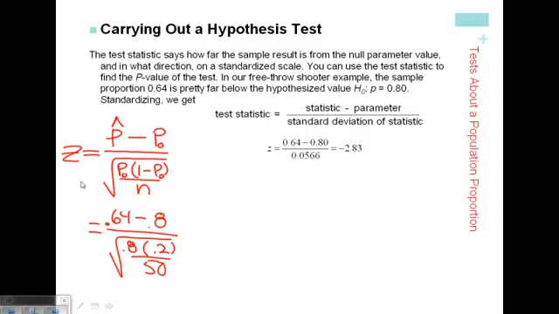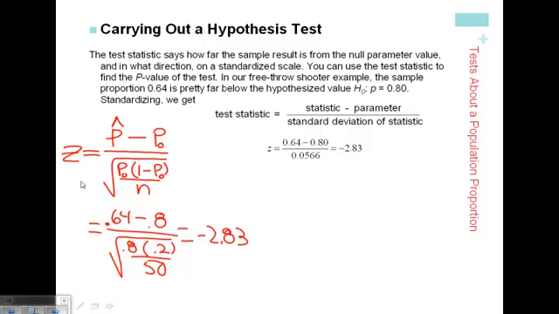In other words, how far are we away from the mean divided by standard deviation, so it turns into how many standard deviations away from the mean are we? And as you can see from their calculation, that's negative 2.83 standard deviations away from the mean. And now, what do we do with that information? Go to the z-table. And what do you get?